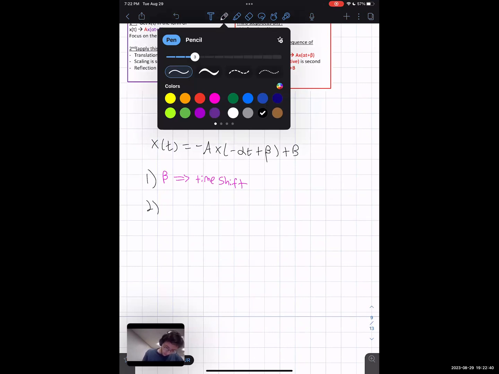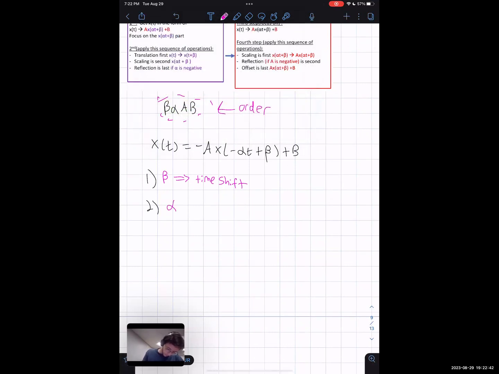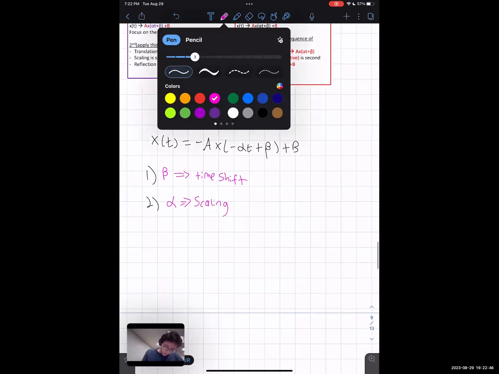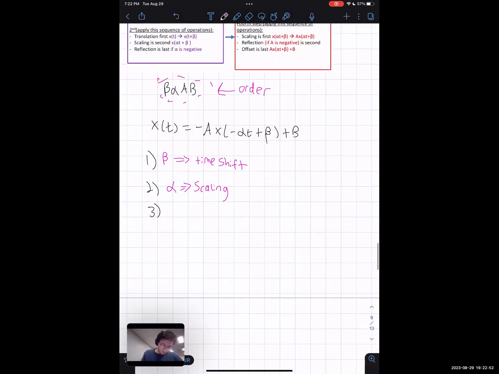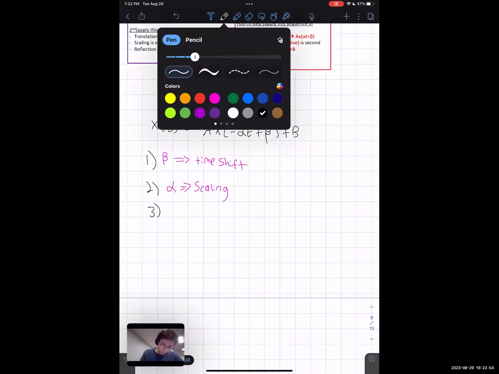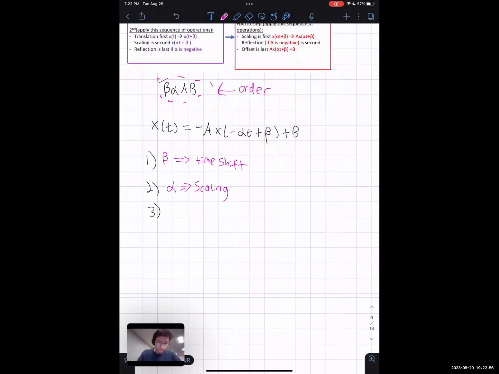And the second thing is then we're going to do scaling. So we're going to do alpha, we're going to do scaling. And this is where it can get kind of tricky, right? So after we scale is when we're reflecting. I'm not 100% sure if the order matters, but just follow this format and you'll never make any mistakes. So then we have negative alpha. This is the negative sign. So then we have this reflection in the time domain.